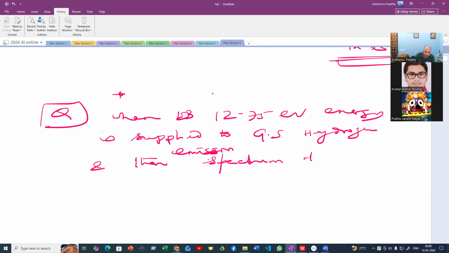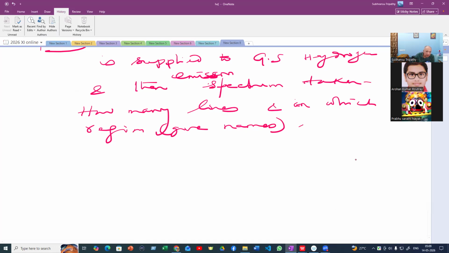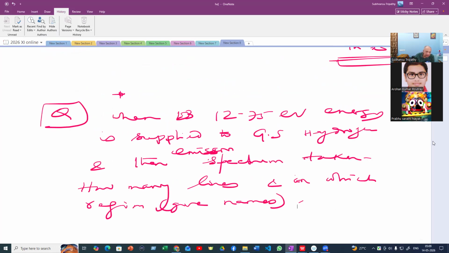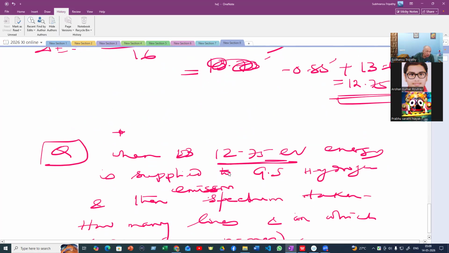Then the emission spectrum is taken, and the question is: how many lines and in which region, and give the names. The energy difference between the fourth shell and the first is 12.75, so the electron must have gone, in all the hundreds and thousands of hydrogen atoms, from the ground state to the fourth shell.